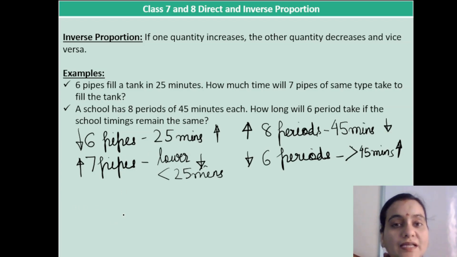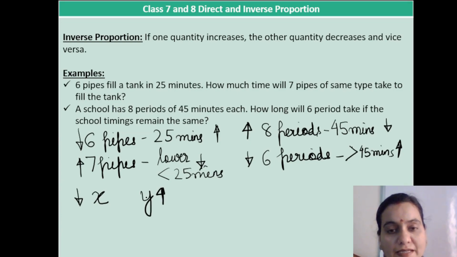Now, how do we write an inverse proportion? What did we learn? We learned that when one entity, let's say x, is decreasing, the other quantity y is increasing. Or if the reverse is happening, x is increasing and the other quantity y is decreasing, and the increase and decrease remain in constant proportion.